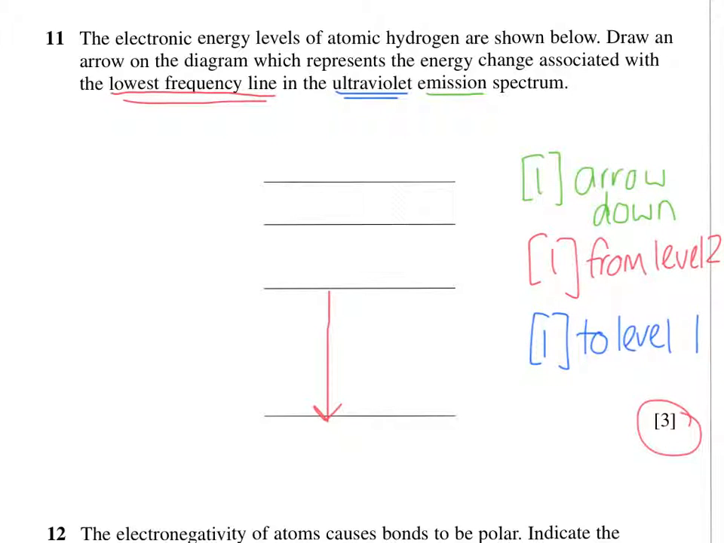You can see at the side where your 3 marks come from. You get a mark for drawing an arrow in the downward direction, and a mark for starting your arrow at n equals 2, and a mark for ending your arrow at n equals 1. And just to complete it, sometimes you are asked to label the energy levels, so I would do that just to be complete. So that's n equals 2, n equals 3, and n equals 4. So you can see our arrow is going from n equals 2 down to n equals 1.